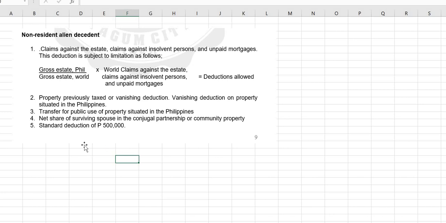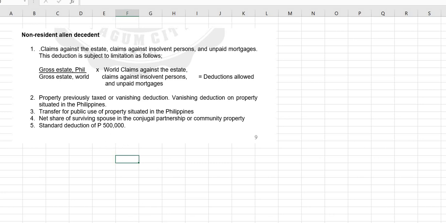We also have the net share of the surviving spouse in the conjugal or partnership or community property. And then the standard deduction of 500,000. So, these are the only allowed deductions. Take note, they have no family home deduction. But they have a standard deduction of 500,000.